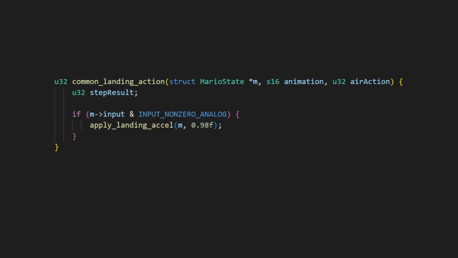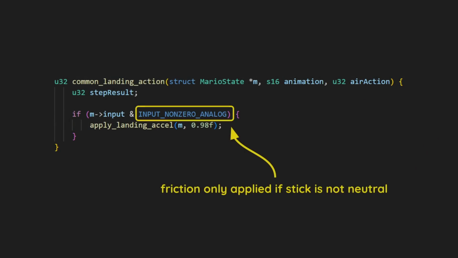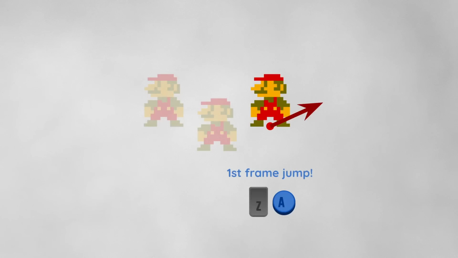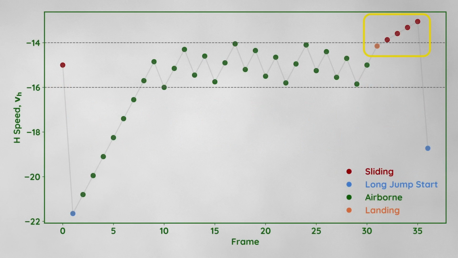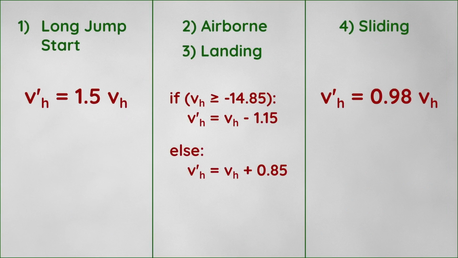Actually, looking at the code, this friction is only applied if the stick is not neutral. But we're going to be holding the stick up as we BLJ, so we should include this friction on every sliding frame. On each of these 5 sliding frames, we can instead input another long jump, anywhere from the first frame to the 5th frame. On our plot, we see that we land, slide for 4 frames, and then jump on the 5th frame. So this is how our horizontal speed changes every frame when we long jump backwards.